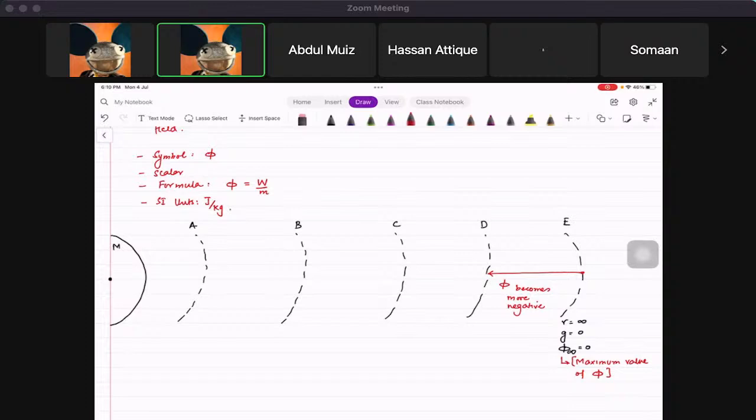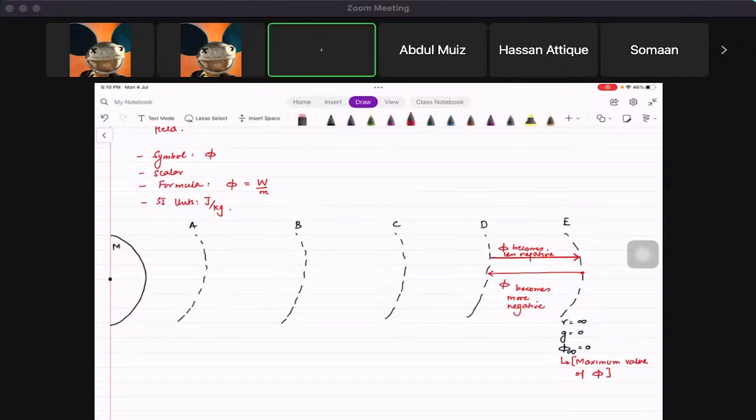If you go from any point towards infinity, this means that the gravitational potential becomes less negative. We're not saying positive because it's never positive, it's always negative. As you move towards the mass it will be more negative, and if you move away from the mass it will be less negative. Do you guys understand what I'm saying? Yes, sir. Very good.